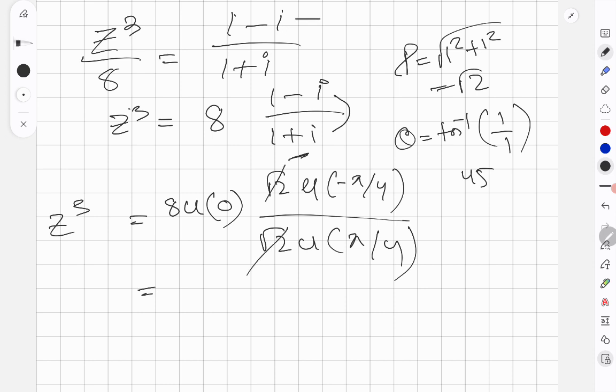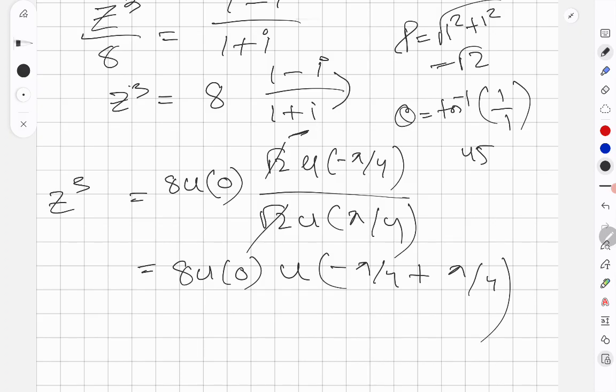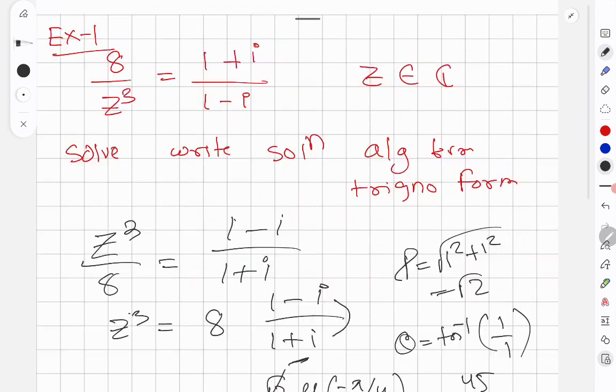Okay, I can cancel this one, right? And this is 8 e^{0}, and this one will be e^{i(negative π/4 plus π/4)}. No, negative π/4 minus; this is in the denominator, so it will go to the numerator, so it will be negative. So as I said here, just a minute.